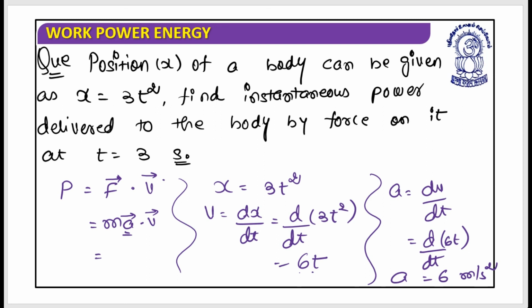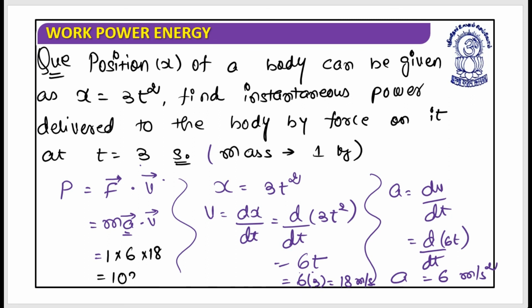Velocity is 6t. So if I put t equals 3 seconds, 6 into 3 would be equal to 18 meter per second. Let's assume that the mass of the body is 1 kg. So this is 1 multiplied by acceleration 6, multiplied by velocity 18. 18 times 6 is 108 watt.